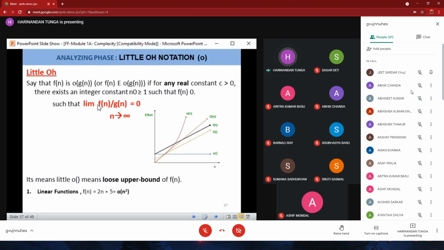Little o means the loose upper bound of Fn. Look at the picture, look at the diagram. Little o is actually an upper bound, but loose, not tight. At the bottom of the slide, two examples are there. The linear equation 2n plus 5 equals little o of n square.